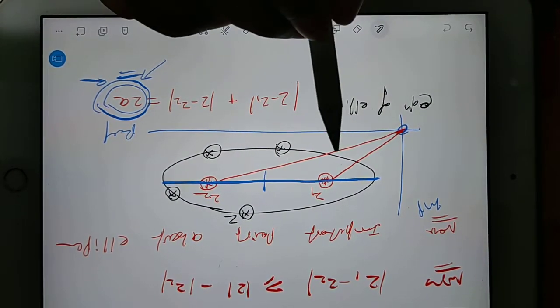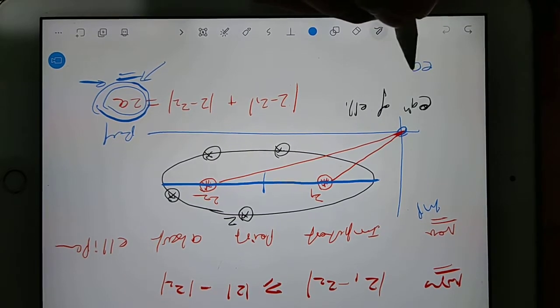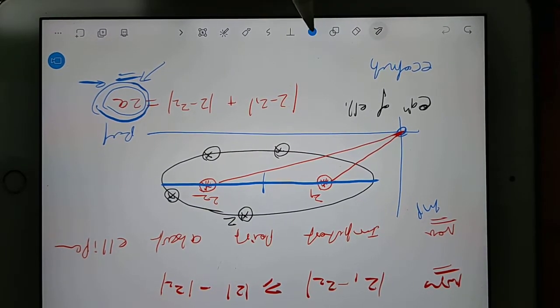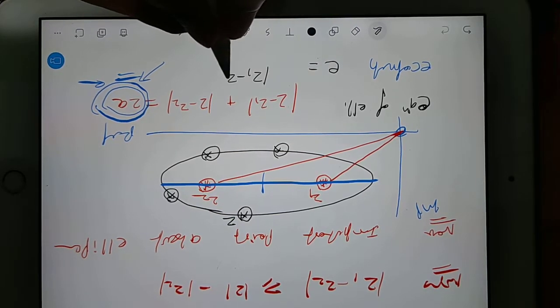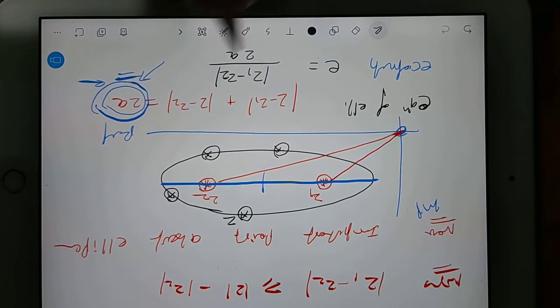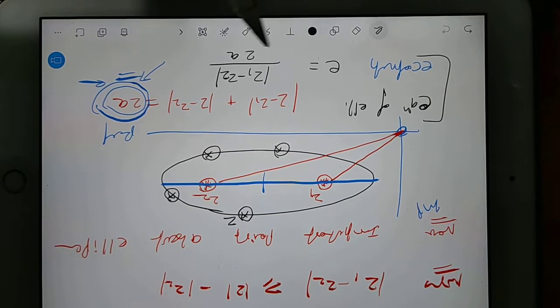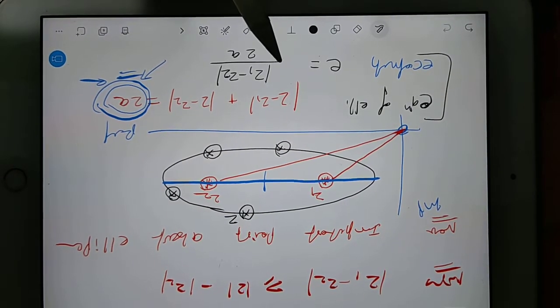Okay. And one more thing they may ask, eccentricity. So that eccentricity you just write as eccentricity is equal to mod of Z1 minus Z2 whole divided by 2a. So this is extra data. It will help you in some numerical.